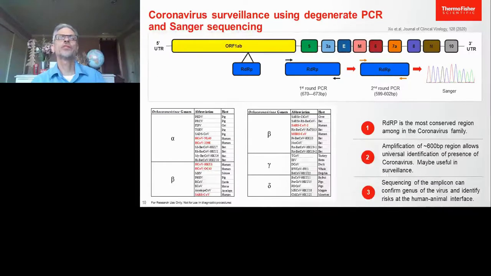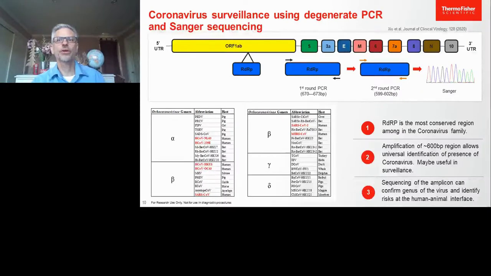The approach consists of 2 different PCRs that use degenerate primers. A first PCR produces an amplicon about 670 bases in length with degenerate forward and reverse primers, and then a second PCR that is a nested approach generates a smaller fragment, again using degenerate primers, of about 600 base pairs. And this amplicon can then be Sanger sequenced to confirm the identity.